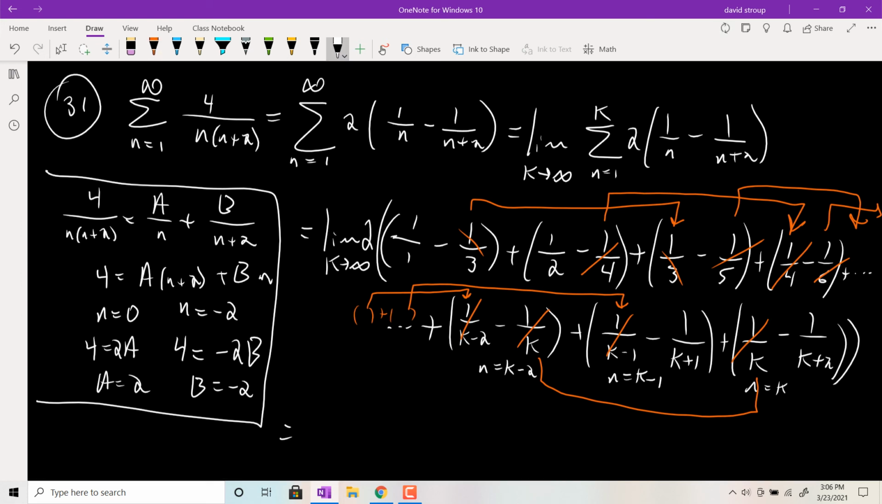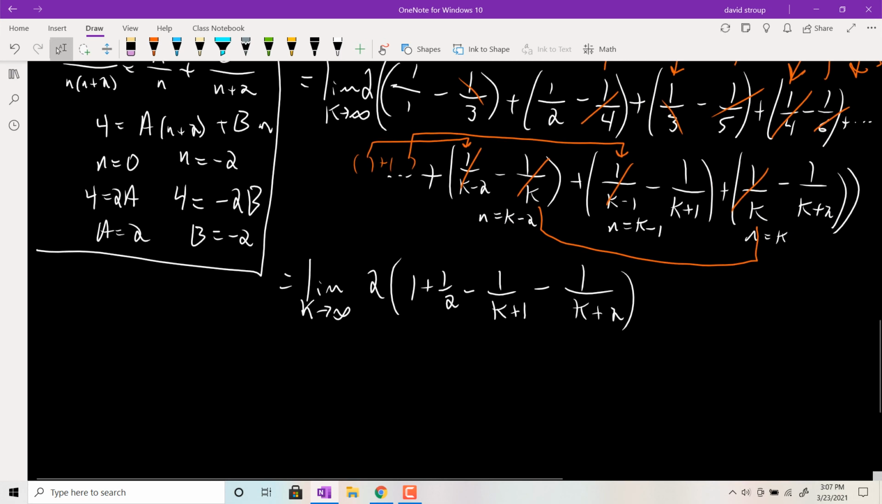Okay, so this will end up being the limit of 2 times 1 plus 1/2 minus 1 over k plus 1 minus 1 over k plus 2, as k goes to infinity. And the k terms, the 1 over k plus 1 and 1 over k plus 2, those will just go to 0. So those will both be 0. And then you'll have 1 plus 1/2 is 2 halves plus 1 half is 3 halves. And then it's just 2 times 3 halves, which is 3. So this thing adds up to 3.